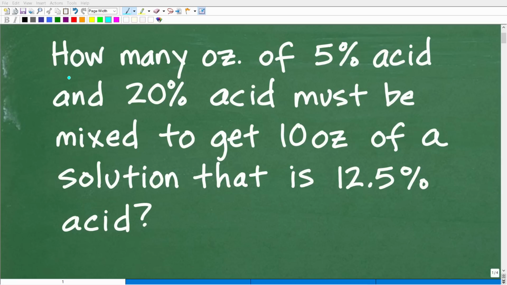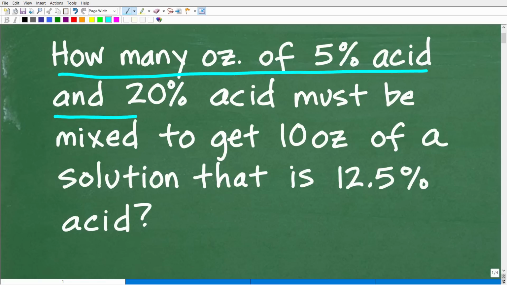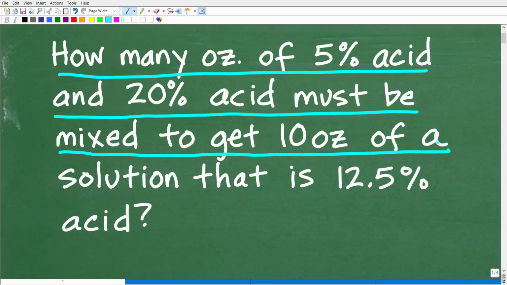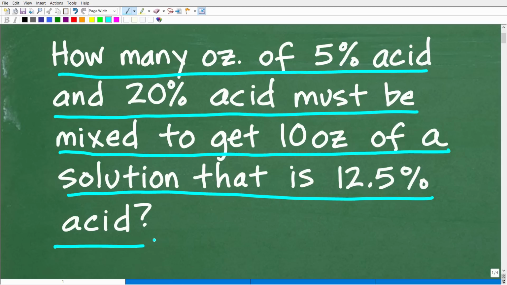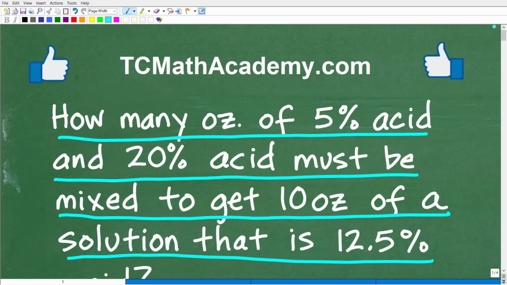It is the following. How many ounces of 5% acid and 20% acid must be mixed to get 10 ounces of a solution that is 12.5% acid? Okay, now there is a lot going on in this problem, so you may want to pause the video and work through it. But if you can figure this out, go ahead and put your answer into the comment section. I'll show you the correct answer in just 1 second.